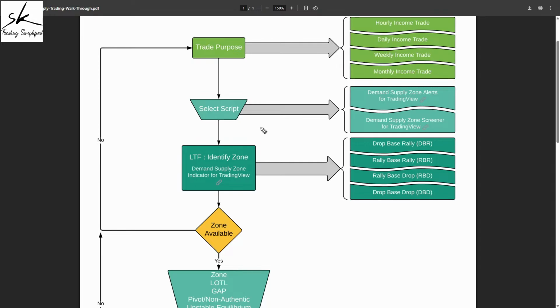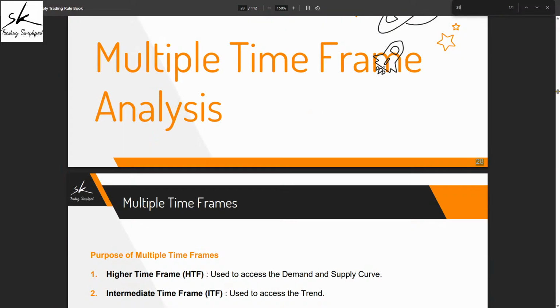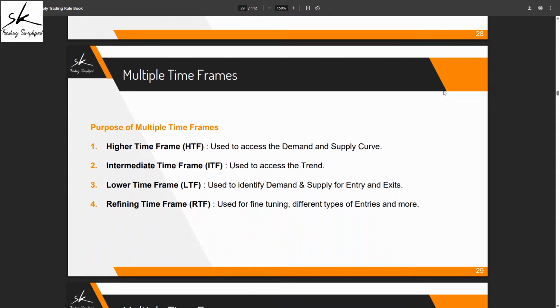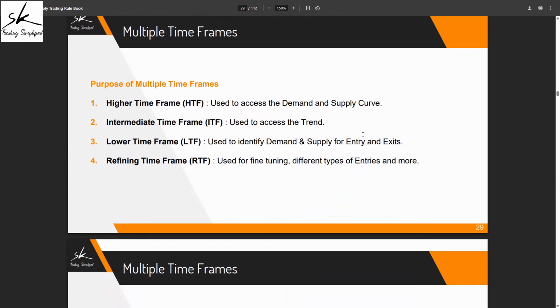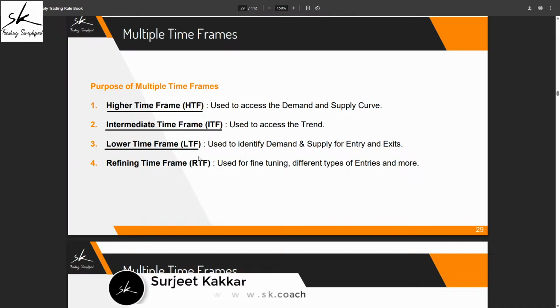Now, once I have selected my trade purpose, what is going to happen? From the rule book, I'll get to know what time frames I should be using. So if you go to page number 28 of the rule book, we start with our topic, which is multiple time frame analysis, because demand supply is not based on a single time frame. Demand supply is based on multiple time frame analysis. Now, what are the multiple time frames we use? We use a minimum of 4 different time frames, and we call them the high time frame HTF, intermediate time frame ITF, lower time frame LTF, and the refining time frame RTF.